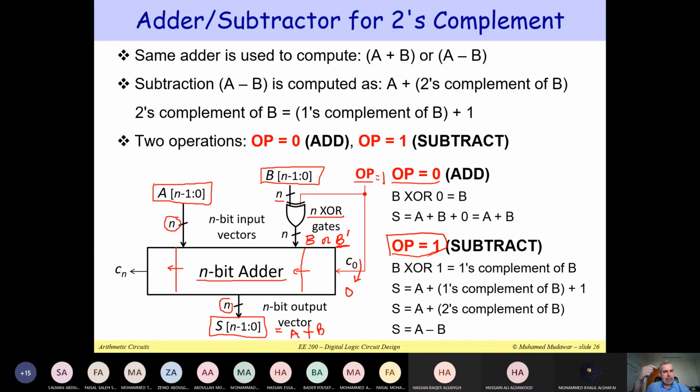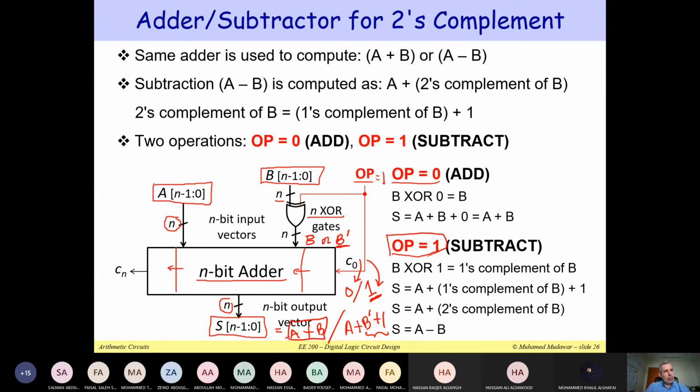It's the 1's complement. And we make C0 not equal to 0, but equal to 1 in the case of subtraction. So rather than using 0, we use 1. So rather than calculating A plus B as in the case of addition, in the case of subtraction, we calculate A plus B prime plus 1. What is B prime plus 1?